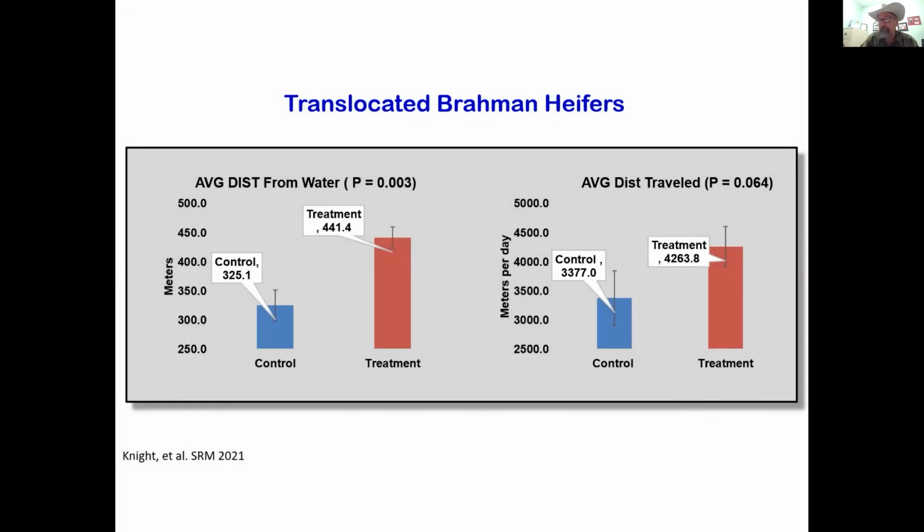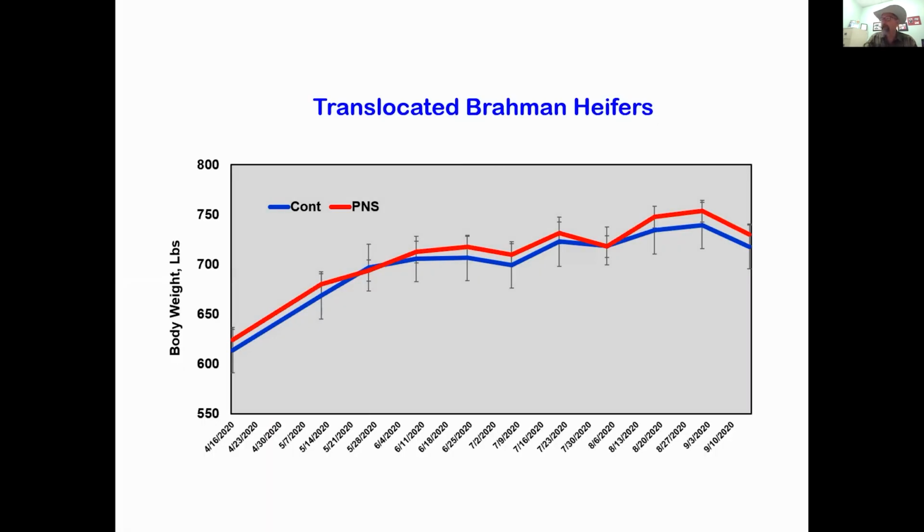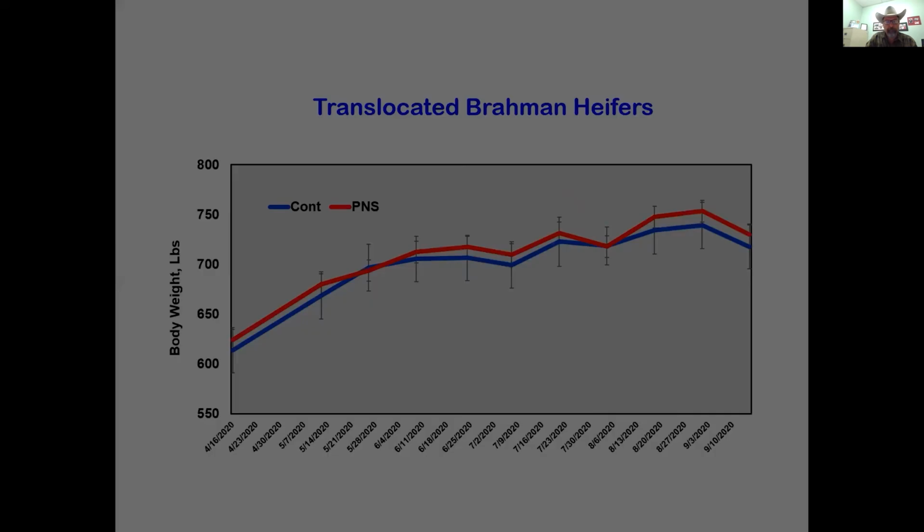Colt Knight, former graduate student at the University of Arizona, worked with us on this project. The statistics that he came up with on those GPS locations showed us that the treated animals in the red bars here were farther away from water. The control animals stayed closer to water. The treated animals traveled more each day than did the control animals. That did not turn into any difference in performance, though. Those animals gained basically the same, both sets throughout the summer on the same type of pasture in close proximity.